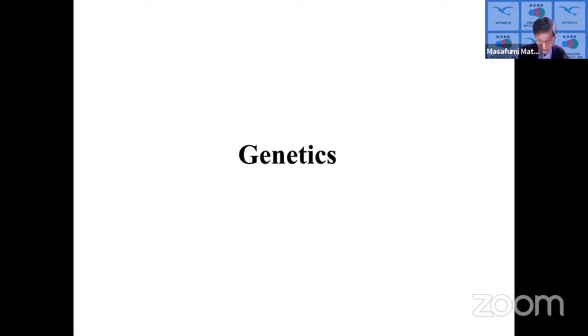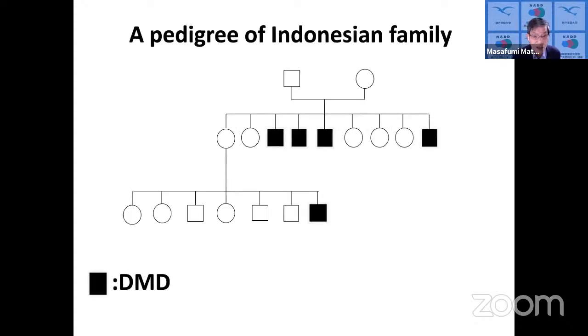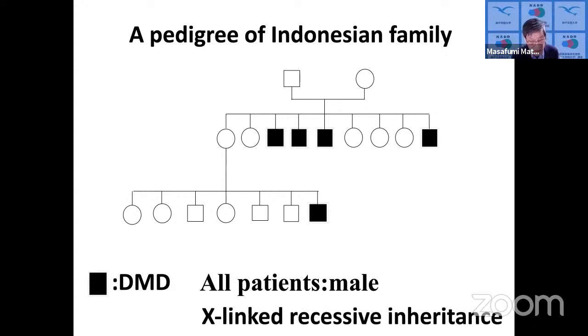The next subject is genetics. So I will show you one pedigree of inheritance family of DMD. So everybody can understand that all patients are male. This indicates that inherited pattern is X-linked recessive. So we suspect that genes responsible for damage is present in the X chromosome.